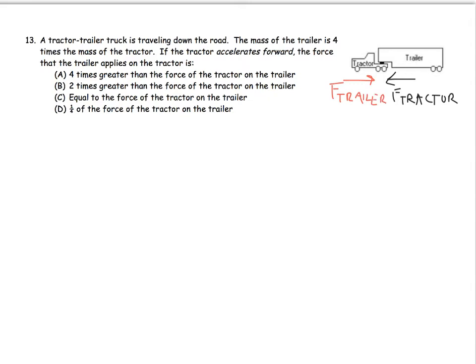Well, this one should pop out at you because this is a situation where the trailer exerts a force on the tractor and the tractor exerts a force back. And Newton's third law tells us that those forces are equal. Okay, equal and opposite. So it's got to be equal forces. We've seen from the lab and other situations the mass is irrelevant. The forces will be equal no matter what the difference in mass is.